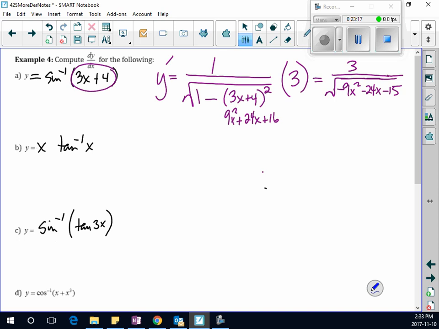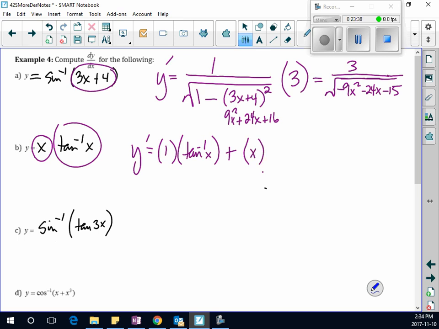Let's try the next one. The next one is now a product. So y prime equals the derivative of the first, which is 1, then leave the second one alone, plus leave the first one alone, which is x. Now what's the derivative of inverse tan? 1 over 1 plus x squared.